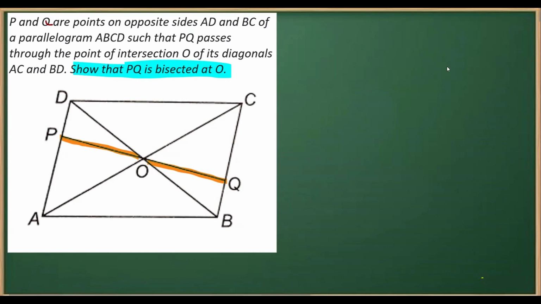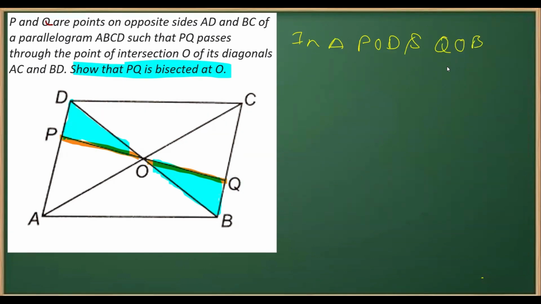Now, what we are going to do is consider these triangles first. We are going to prove these two triangles congruent, and let's write the steps involved. So we will consider triangle POD and the other triangle QOB.